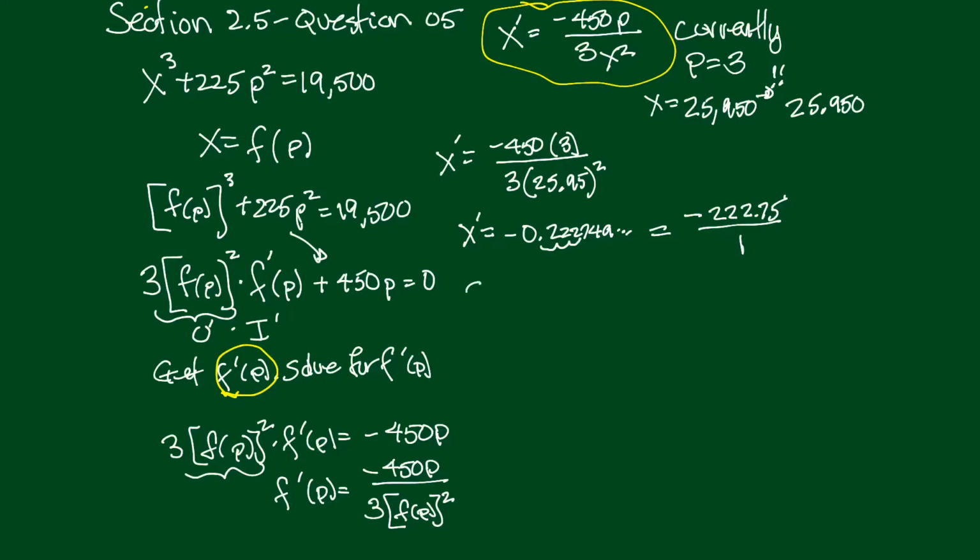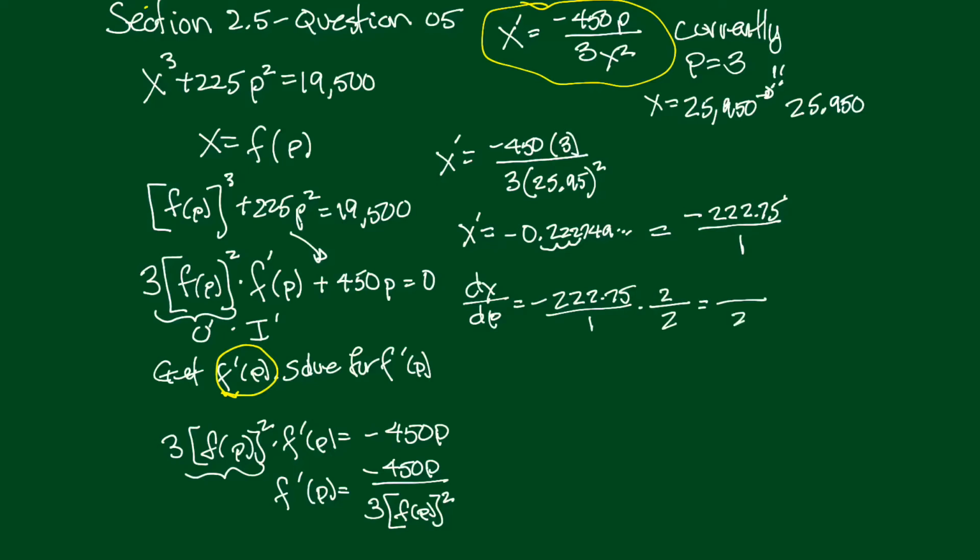But now, so here's what we have. Let's just rewrite it. We have dx/dp is equal to negative 222.75 over 1. But the problem says what's going to happen in 2 units, not just 1 unit. So instead of a 1 down here, if I make an increase by 2, which is what we're told in the problem, I want to know how, if we increase p by 2 from 3 to 5, what happens to x? Well, all we have to do here is multiply by 2, all right?